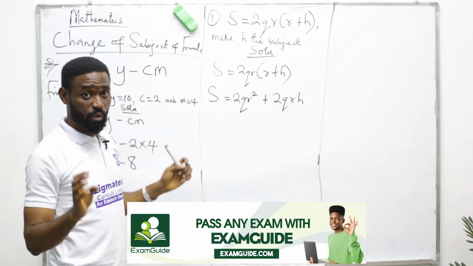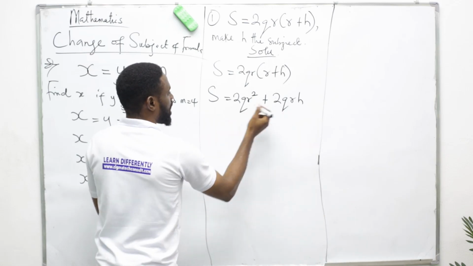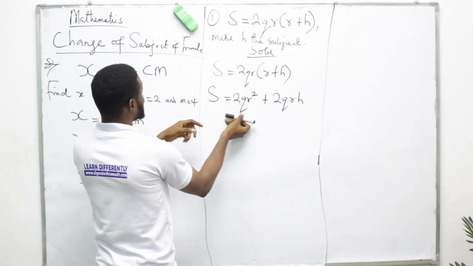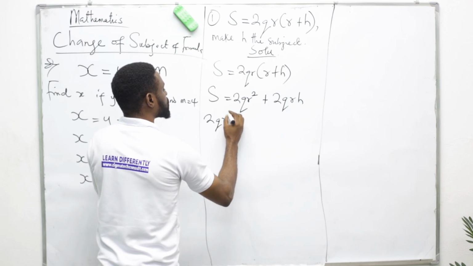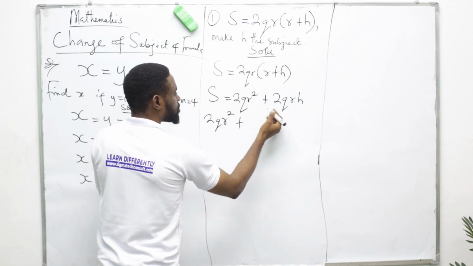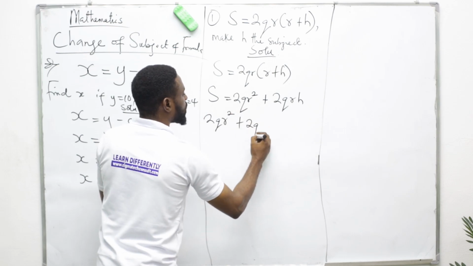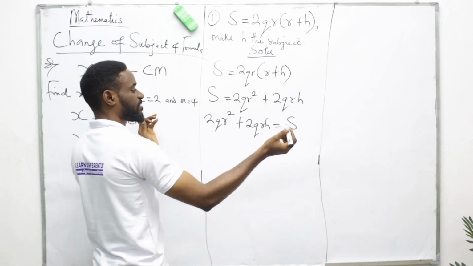We want that H to be on one side of the equation. So we can rewrite this as this. I have been telling you, when you have a marker like this, you can change it like this; it means the same thing. So this is the same thing as writing 2QR squared plus, we are bringing this side, plus 2QRH is equal to S. This is the same thing, okay?